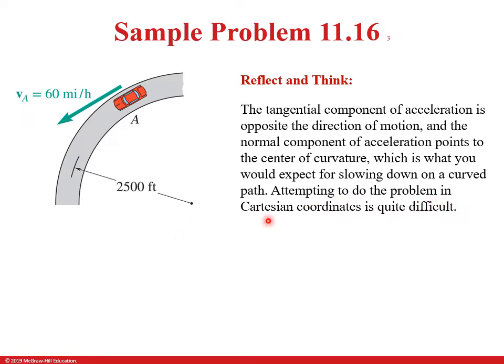Attempting to do this problem in Cartesian coordinates is quite difficult. And that's another good point. A big part of dynamics is picking the correct way to solve the problem. You've got to learn all of these different methods and then be able to apply the correct method to the problem, and it'll make the problem easier. Like if this was in Cartesian coordinates and you had these sine thetas and cosine thetas, it can get very complicated. Whereas using this method, you get that v squared, speed squared over rho, and that will simplify certain things.